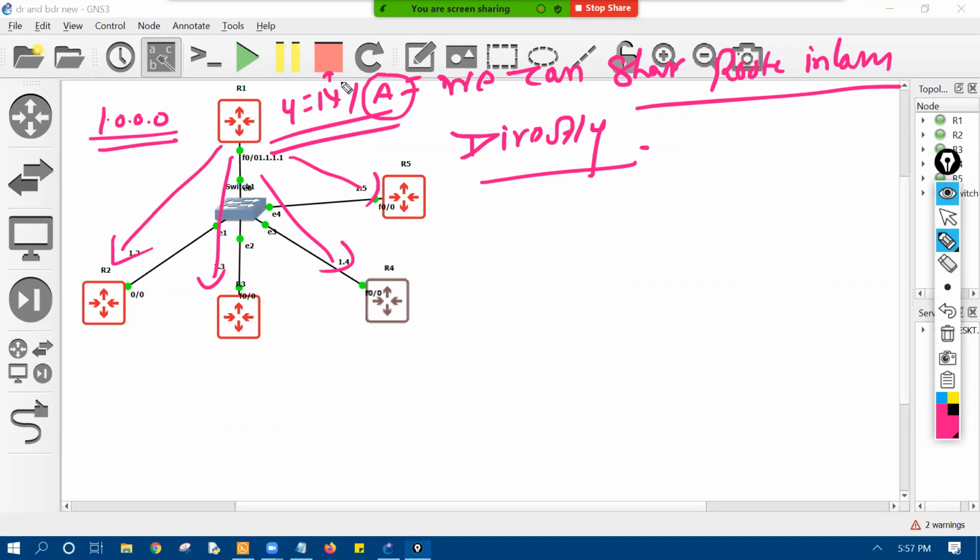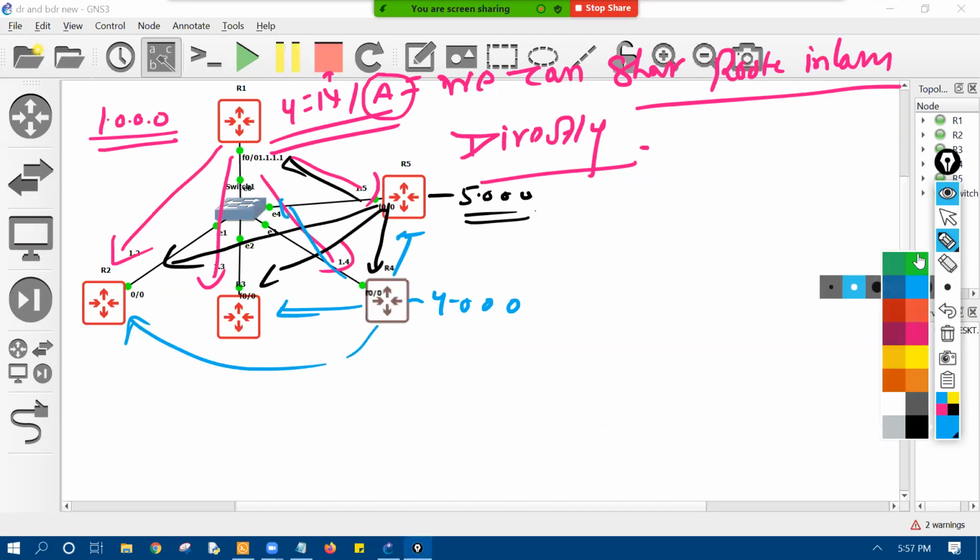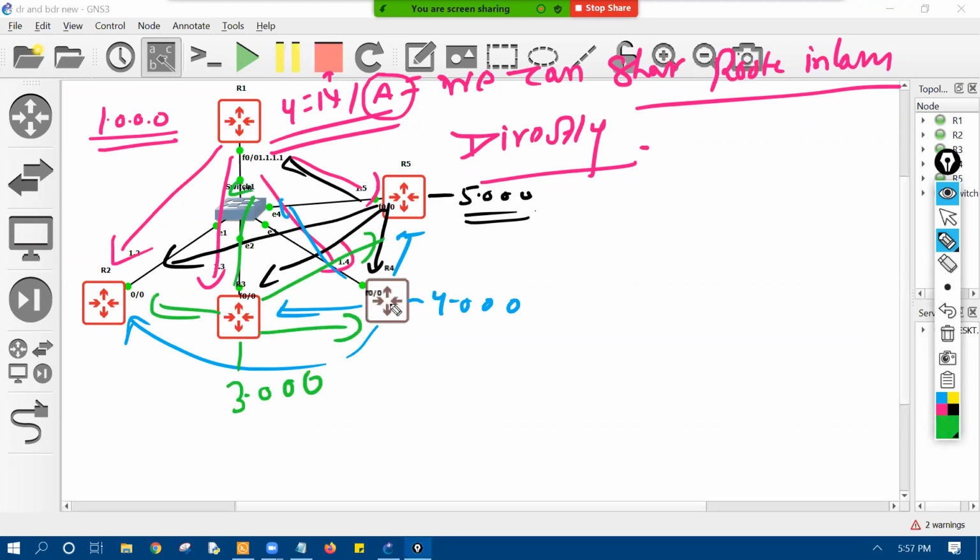Neighborship means we just know each other. That's it. But adjacency means we can share the route information directly. If R5 has information 5.0.0.0, it can directly share it with this one, this one, this one, and this one. If R5 has information 4.0.0.0, it can share it directly with all of them. Even R3 can share this update with all four, and R2 also sends this update to the other four. It's like a full mesh.